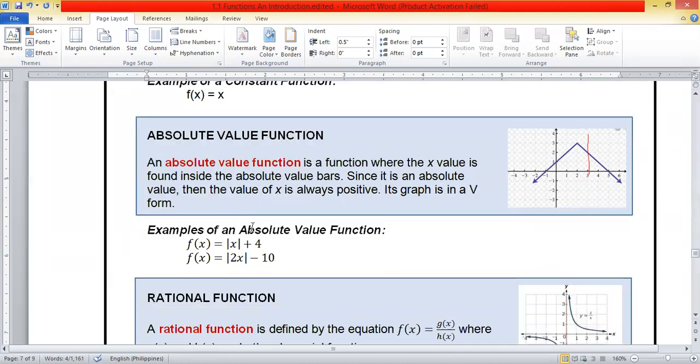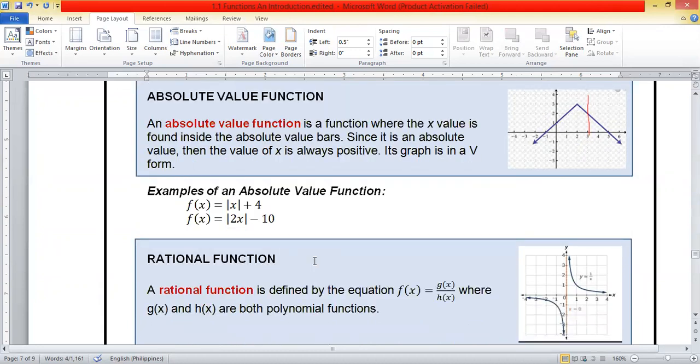Next, the absolute value function. In the absolute value function, the x value is found inside the absolute value bars. For example, in this one, x is found inside the absolute value bar. But if x is found outside the absolute value bar, and only the number is found inside the absolute value bar, we do not call it an absolute value function.